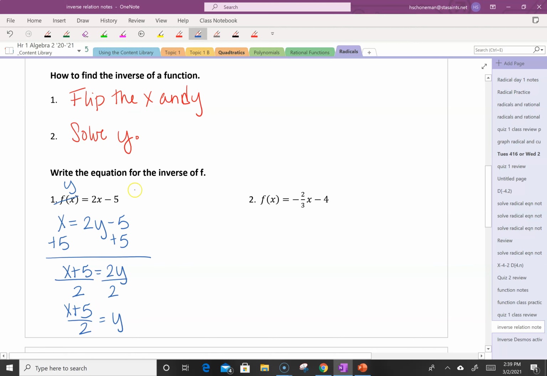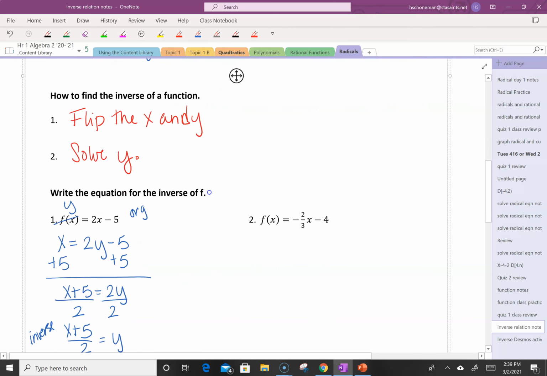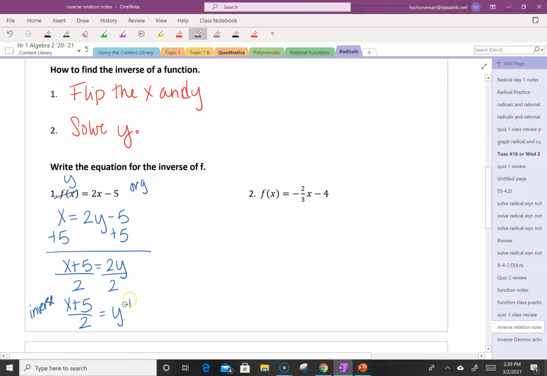Now, this right here is the original, and this right here is the inverse. Okay? Now, when I write my final answer, because this is an inverse, instead of writing y, remember I said that y to the -1? That's the notation. But we're in Algebra 2 now, so we're not going to just write y to the -1. We're going to write it in function notation.